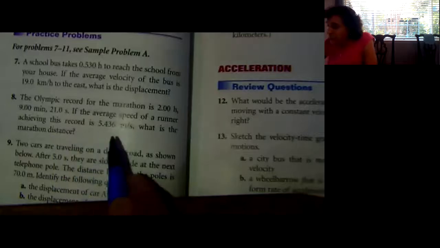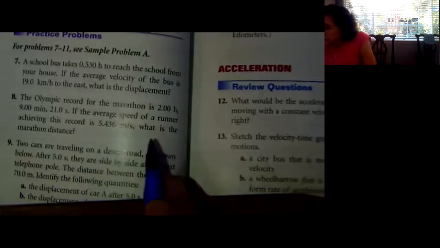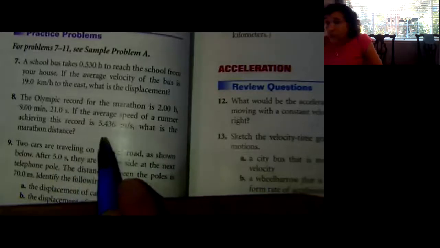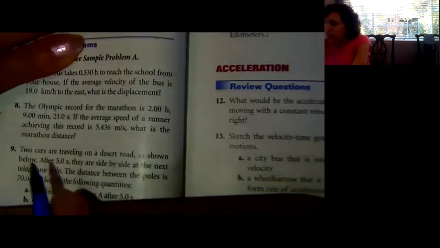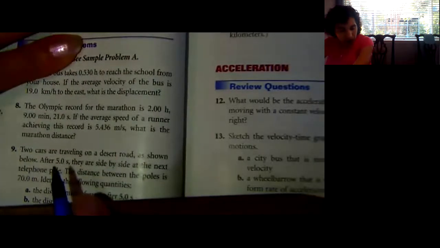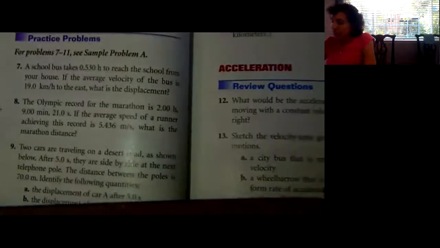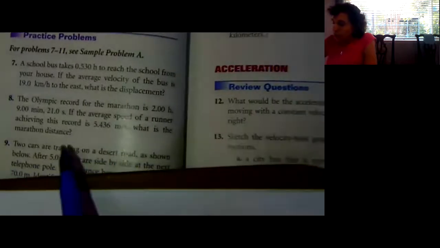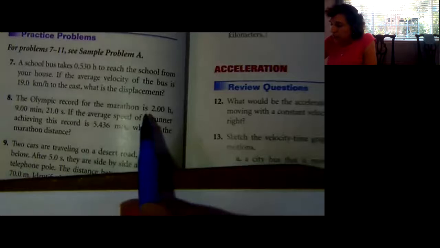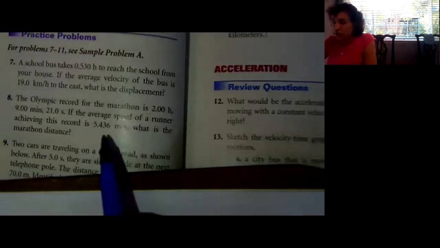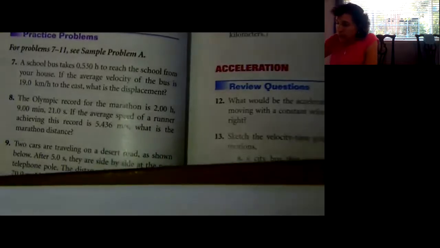Okay, so 2 hours, 9 minutes, 21 seconds. If the average speed of a runner achieving this record is 5.436 meters per second, what is the marathon distance? So how big is that distance? Kind of like the last problem. They're asking for a delta x, the displacement, and they told us the total time, and they told us the V average. Okay, so we need to write this down.